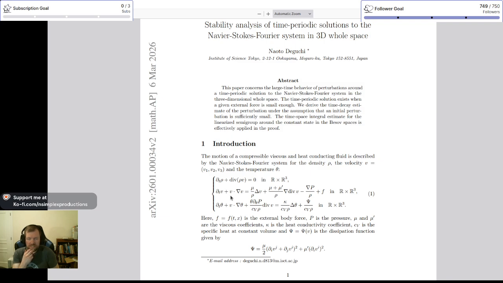And then the partial derivative with respect to T of theta, which is again the temperature, plus V dotted with the gradient of theta, plus theta times the partial derivative with respect to theta of P, again the pressure function, divided by C sub V, specific heat at a constant volume, times rho, the density, times the divergence of V is equal to kappa, the heat conductivity coefficient, over C sub V times rho, times delta theta, plus capital Psi, which is the dissipation function given by the thing below it, which is really big, and I'm not reading that out loud, over C sub V times rho.